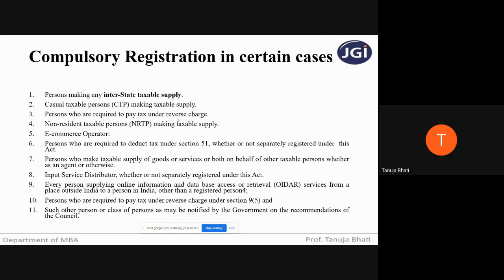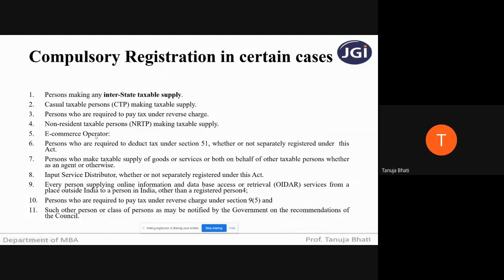Simple reason, because if the service provider is not paying tax, obviously the service recipient is liable to pay tax under reverse charge basis. Next, non-resident taxable person making taxable supply. We have already seen the meaning of non-resident taxable person. He's outside India and he's coming into India and providing certain supplies of goods or services which are taxable. Therefore he is liable to compulsorily get himself registered under GST.